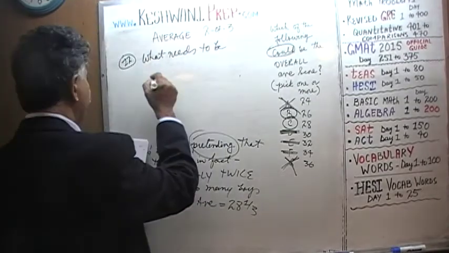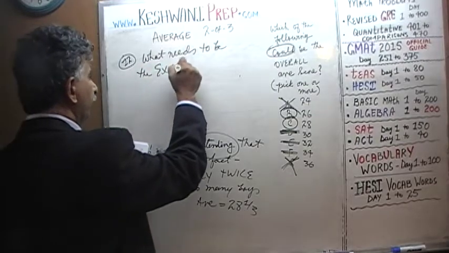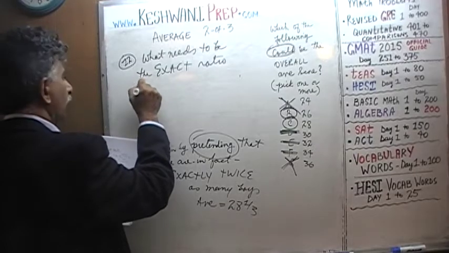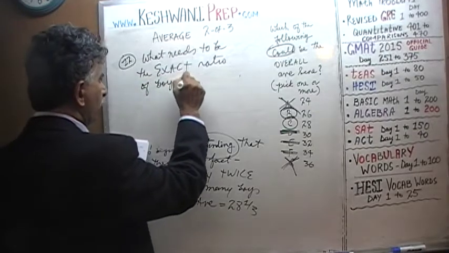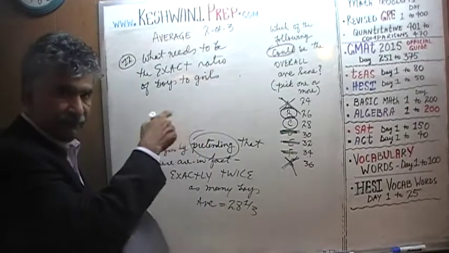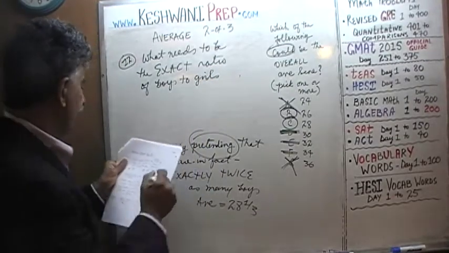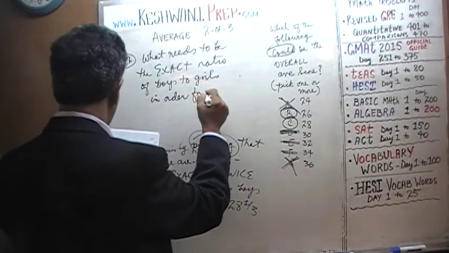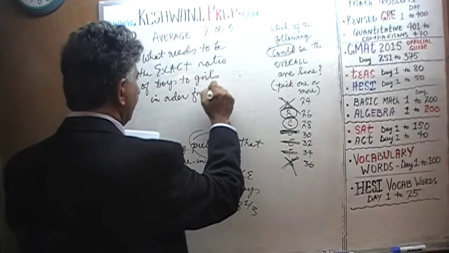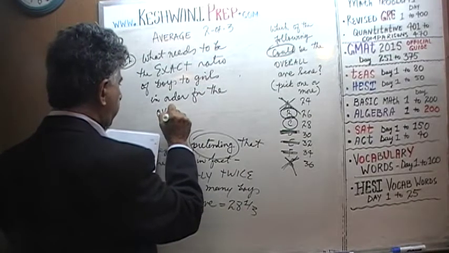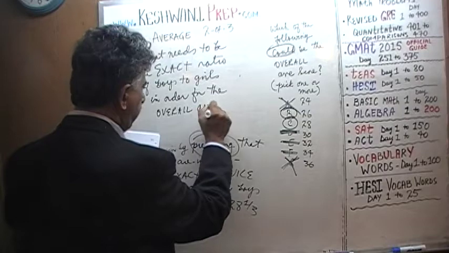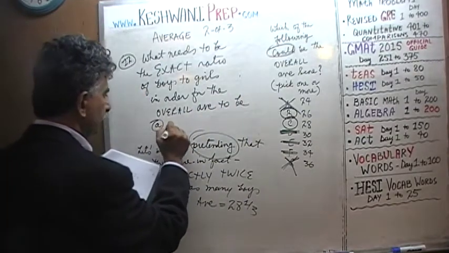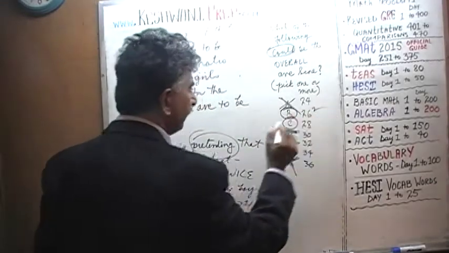Question is, what needs to be the exact ratio of boys to girls in this class that we're describing, where you just took the exam, in order for the overall average to be a 26, because we're claiming that it can be 26.